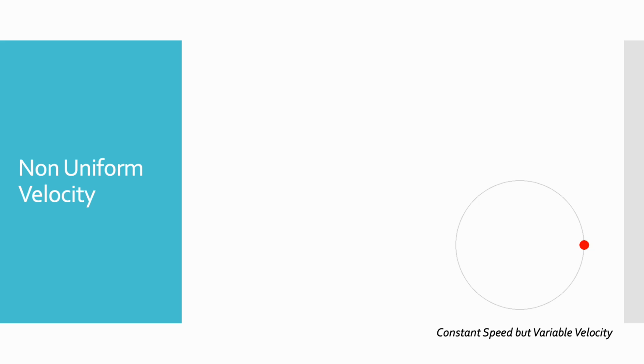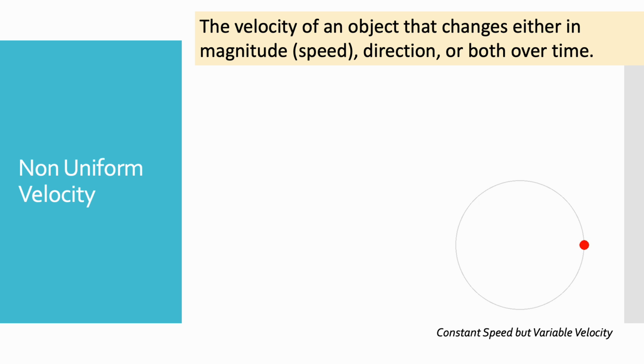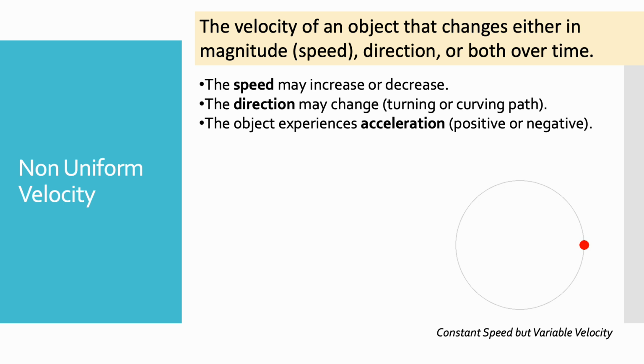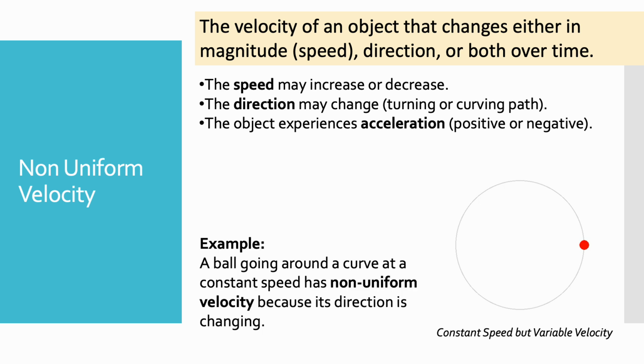Non-uniform velocity occurs when an object changes speed, direction or both. The magnitude may increase or decrease. The direction may change, like turning a corner. The object experiences acceleration, positive or negative. A ball moving around a curve at a constant speed has changing velocity because its direction is changing. So the speed is constant but the velocity is variable or non-uniform.